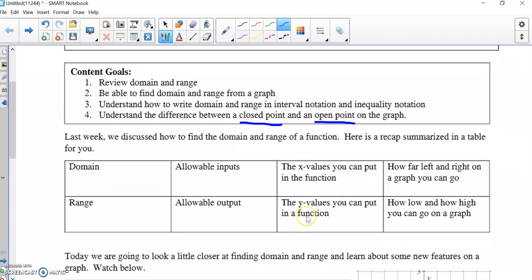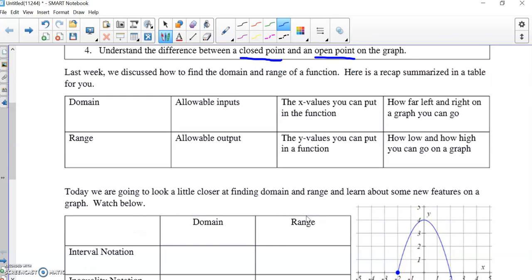Okay, in case you are a little rusty about domain and range, I have provided you with this table. Here it tells you about some characteristics of domain, and then here it tells you about some characteristics of range. So remember, domain has to do with the inputs. It's all the x values. That's the one that goes left to right. Range is talking about outputs, y values, and low to high.